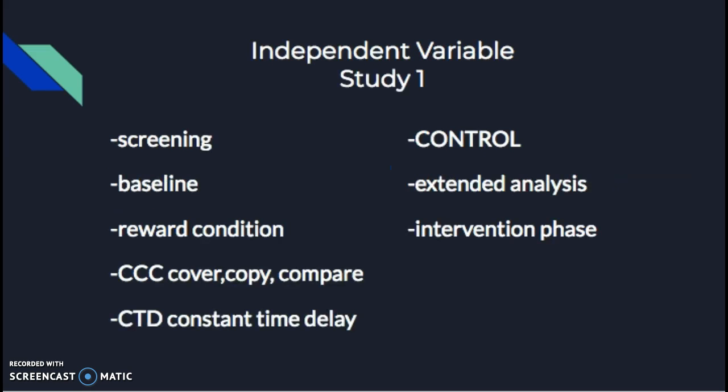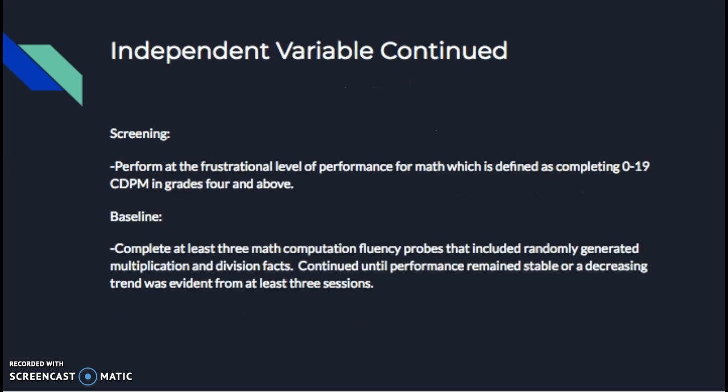So the independent variable was set up with a multi-element design. They have the screening, which took place first, the baseline, reward condition, cover copy compare condition, constant time delay condition, and then there was a control condition. After that, the extended analysis kicked in, and finally the student was placed into the intervention phase. Each of these independent variables are marked out here.